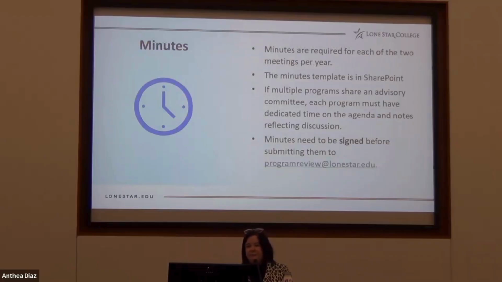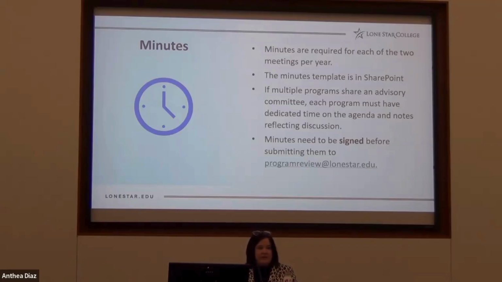All right. So all of that work that we're doing, all of that input, how do we document that? We document in our minutes, right? And we've got to be very specific in our minutes. They are required for each of the 2 meetings per year. So the coordinating board says once a year. Lone Star College takes it a step further and says twice a year. We should be meeting in the spring and the fall.